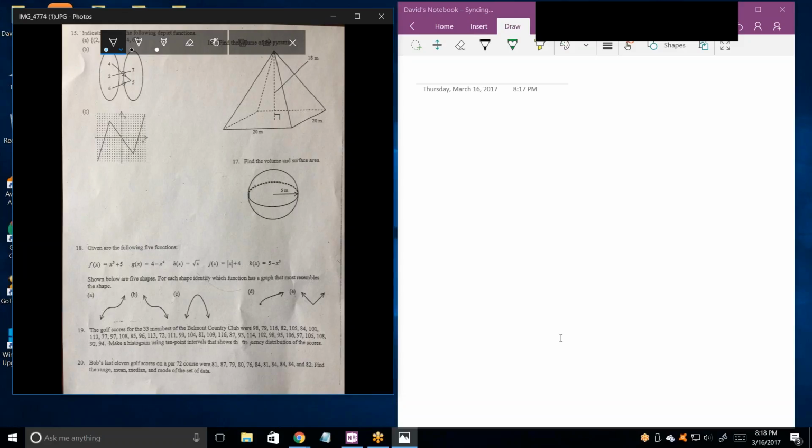All right. What shape is the first function? What is that? Oh, that's x cubed plus 5. Let's not talk about that one yet. Okay. Let's talk about the second function, g of x. Which one is that?